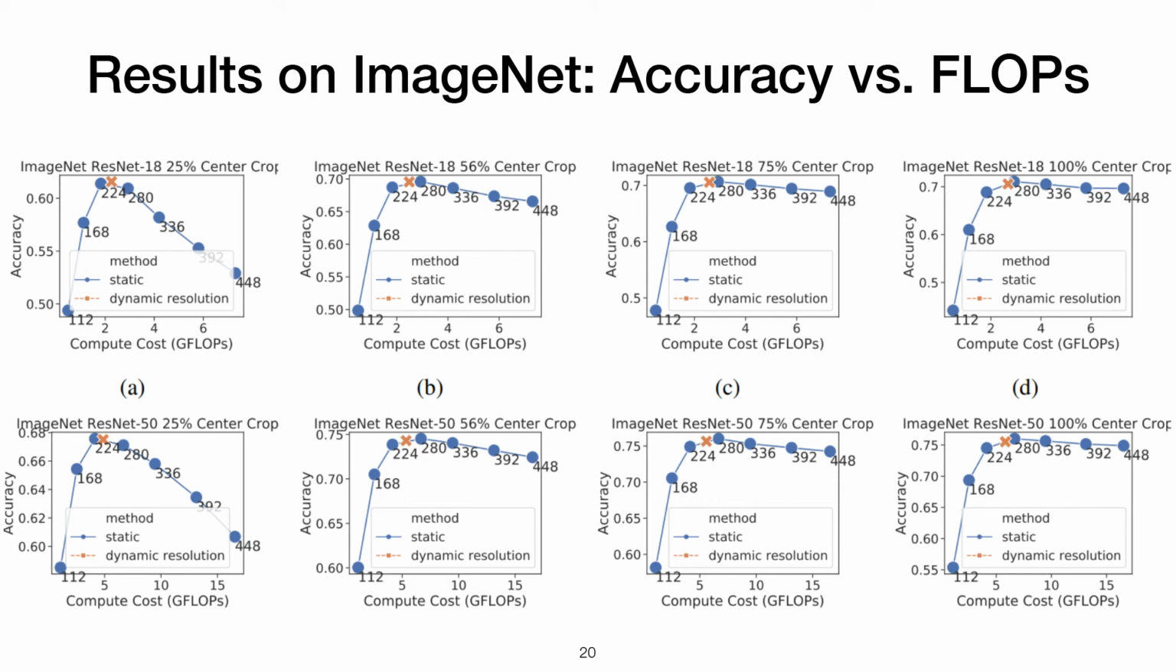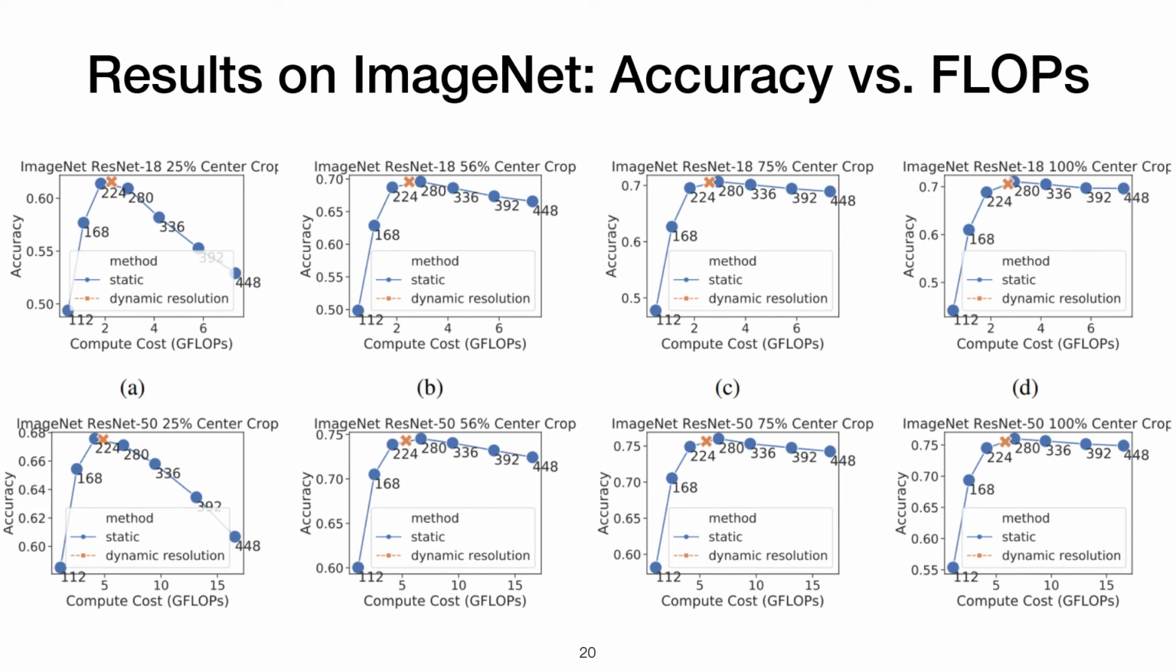Here we're using ImageNet at a variety of crop sizes in an attempt to test the robustness and efficiency of the dynamic resolution approach. The first row of plots shows results for ResNet 18 and the second row shows results for ResNet 50, with each point on the curve showing a different spot in the accuracy compute cost trade-off space. Accuracy is on the y-axis and compute cost is in GFLOPs on the x-axis.